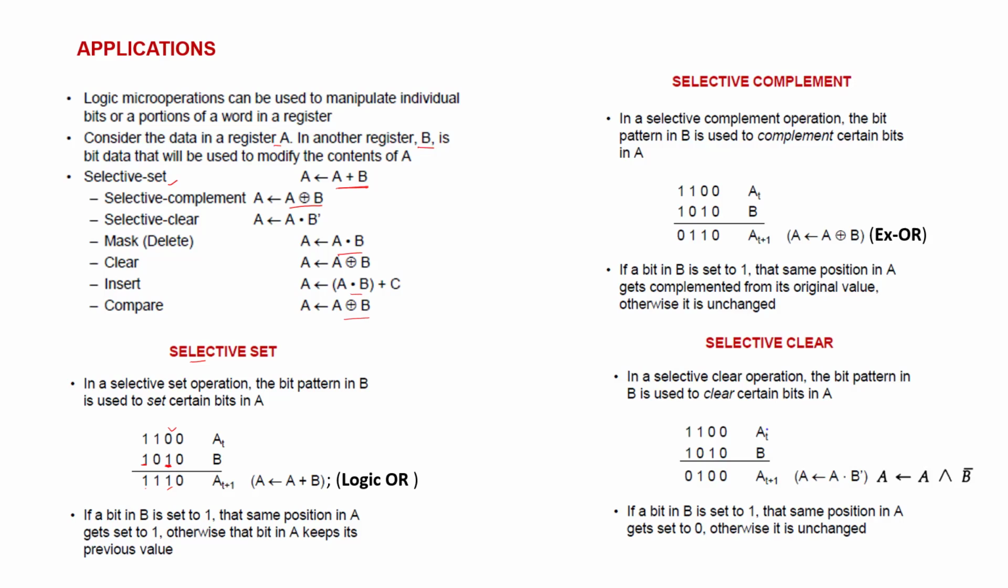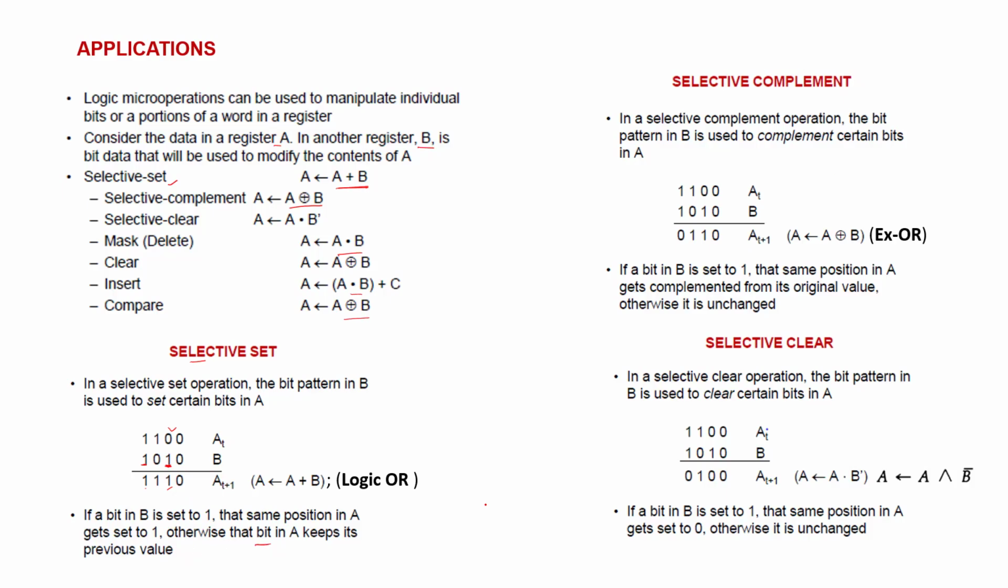Or in another way you can say that if a particular bit of B is 1, then the corresponding bit of register A will change to 1. If it is already 1, it will remain 1. Okay. And when the B value is 0, the contents of A will remain the same, whatever the previous value was.